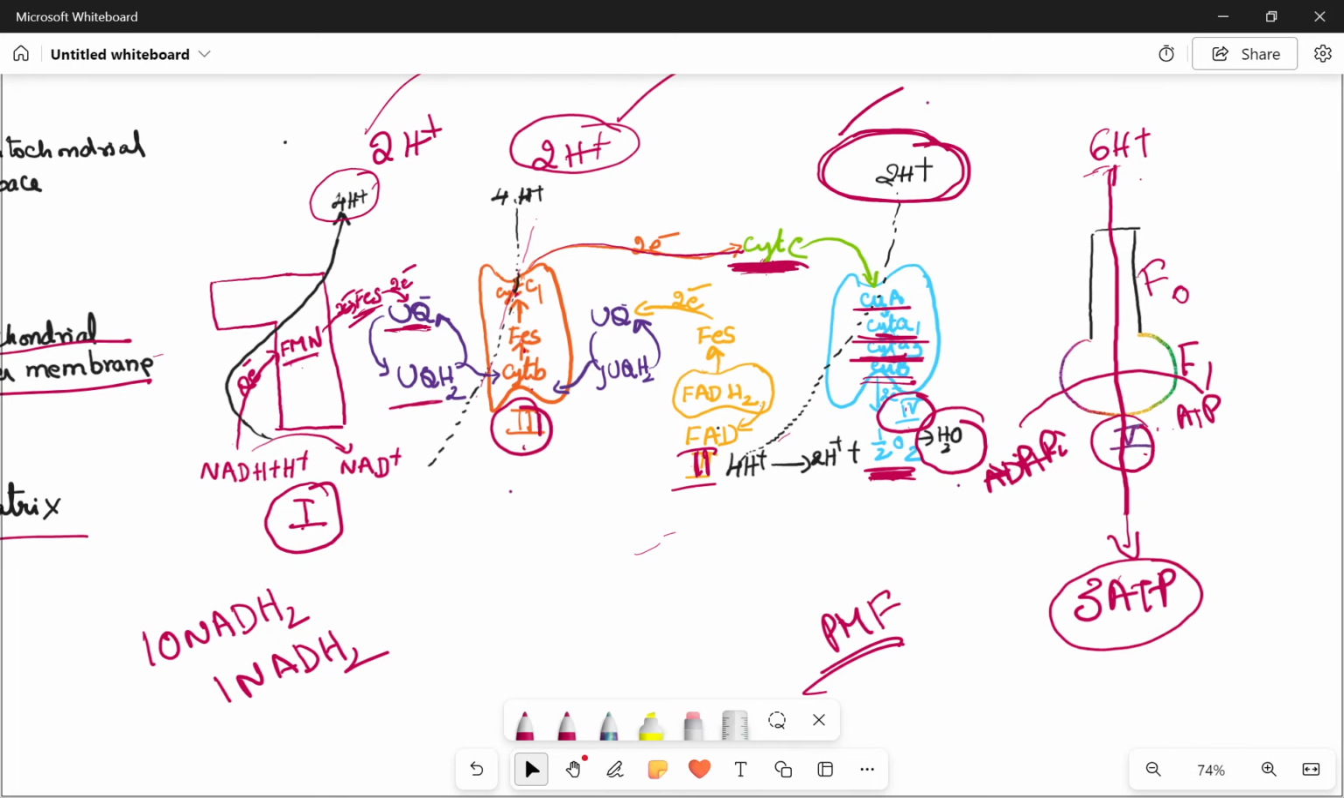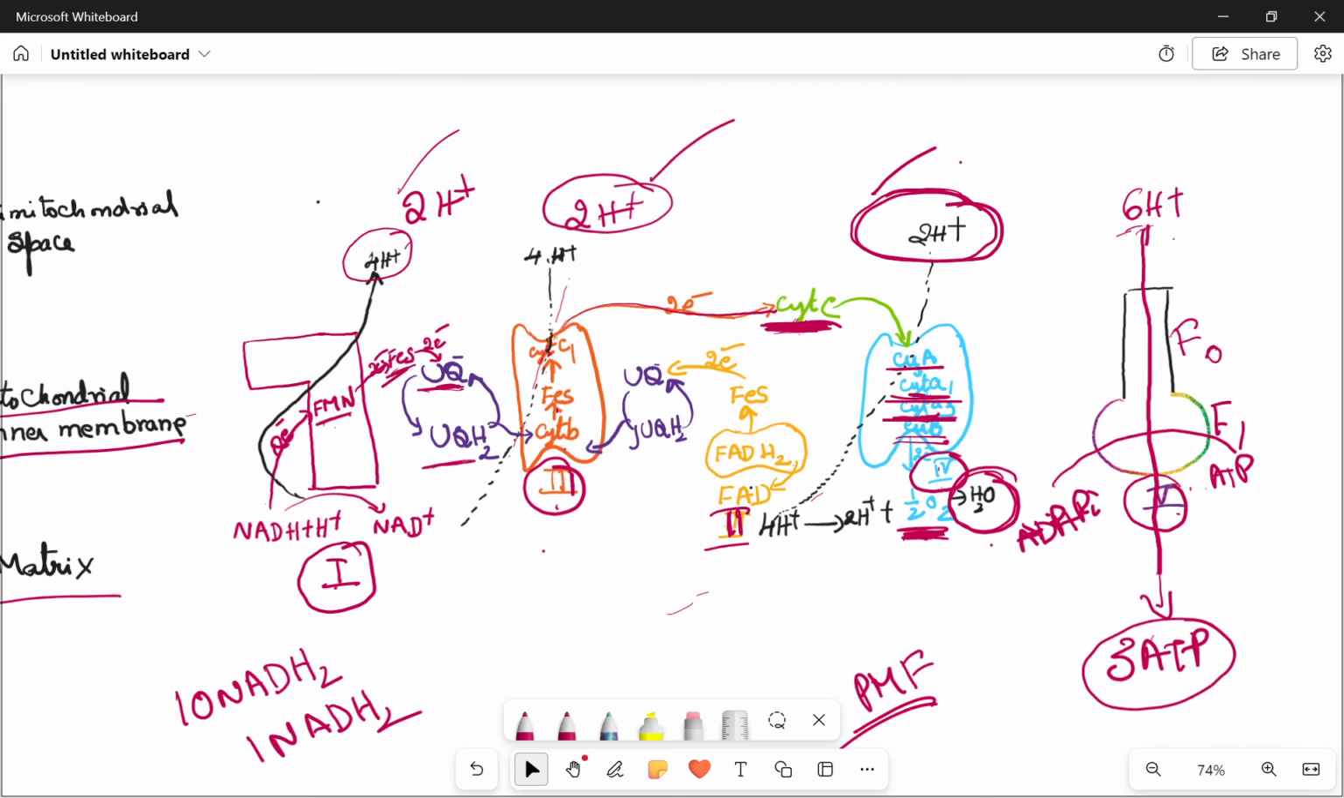For 1 NADH2, we are getting 3 ATP. Remember. And how many water molecules? 1 water molecule for 1 NADH2. What is the final electron acceptor here? Half molecule of oxygen. And the final proton acceptor? Oxygen only, and it becomes water. So for 1 NADH2, 3 ATP. We will see later about the number of ATP.